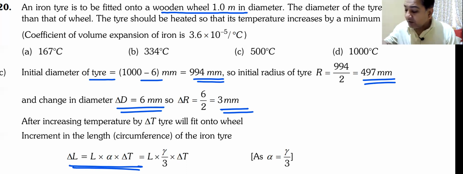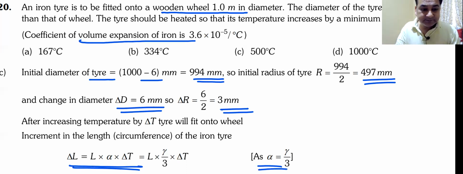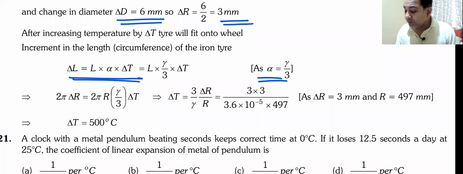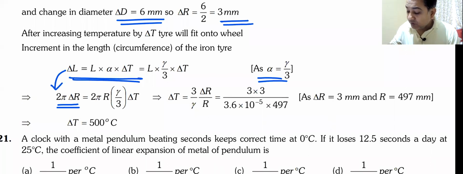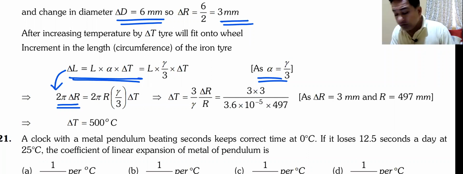Yes, sir. Here, volume expansion is given. So you find out alpha. Yes or no? Yes, sir. You put the values and you stay happy. So change in length delta L will be equal to 2 pi into delta R. Yes or no? Yes, sir.